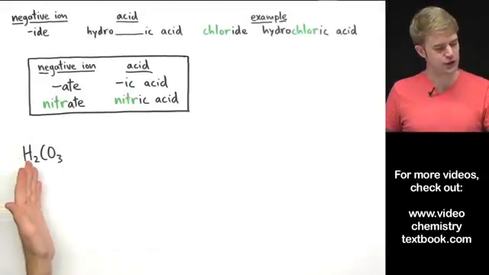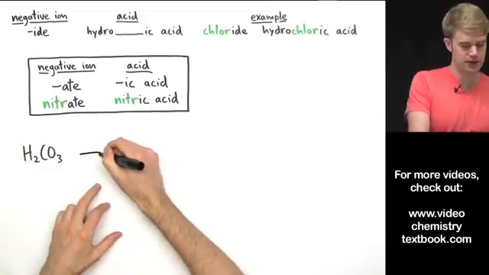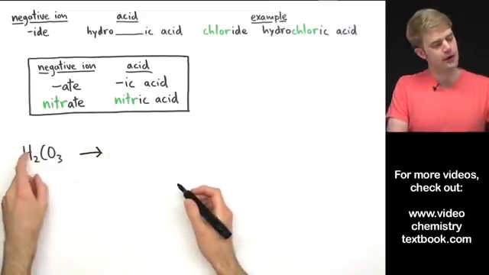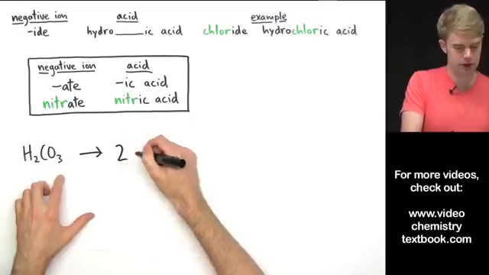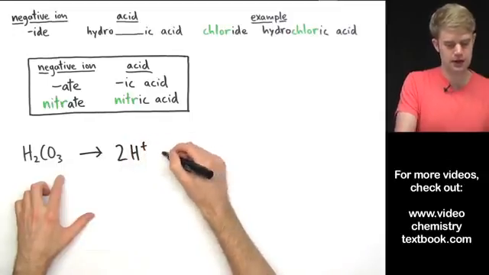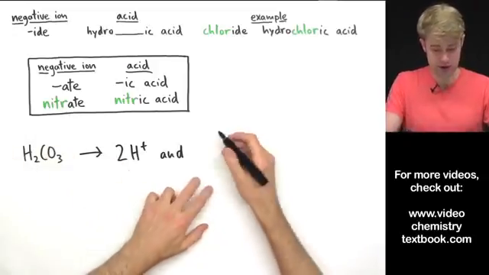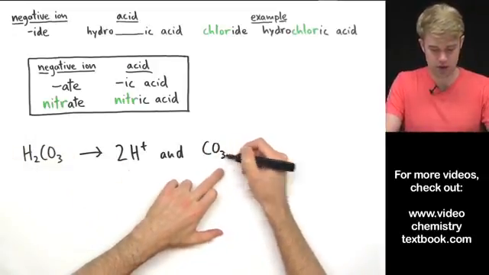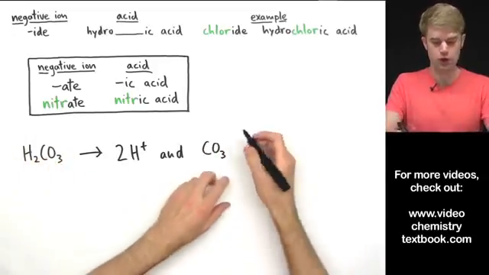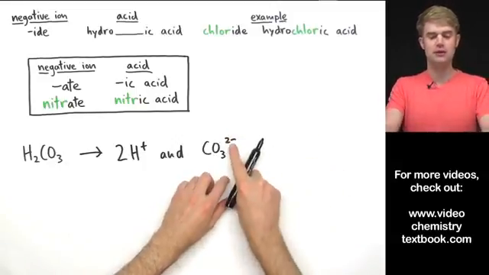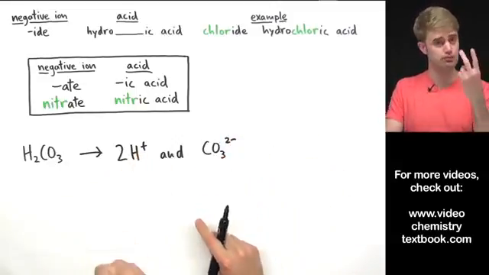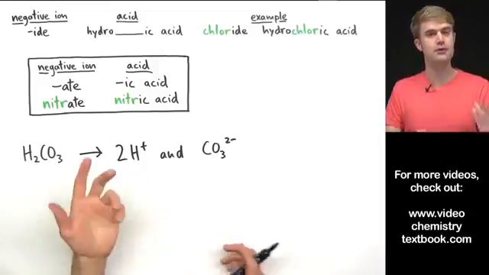Let's do another example. Here we have H2CO3. We're going to break this into the ions that make it up. Now there are two hydrogens here, so we're going to do 2 H plus. That's one part of it. And then the other part of it is everything else, so it's going to be CO3, and the charge on this is going to be 2 minus. It's got to be 2 minus to balance out the 2 plus charge that we get from the two hydrogens.